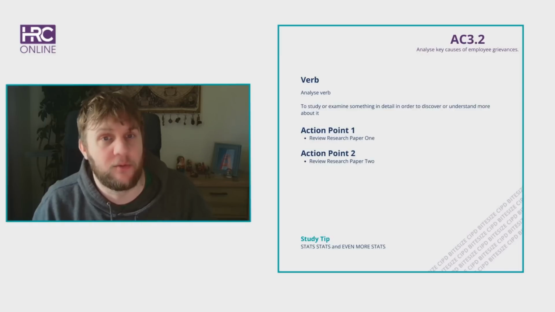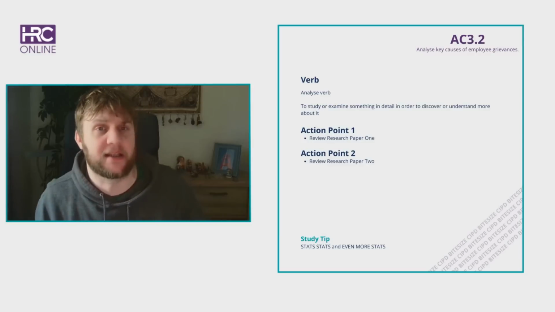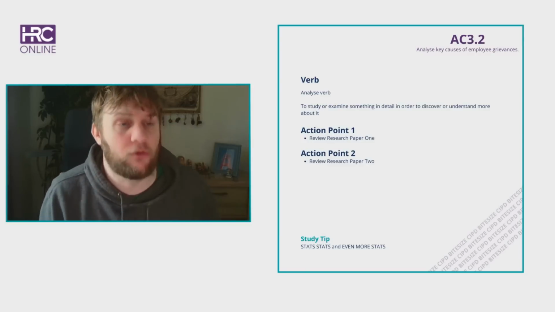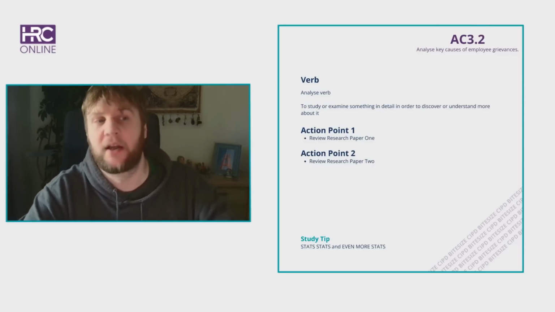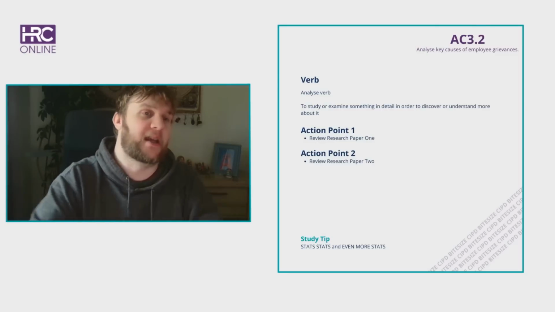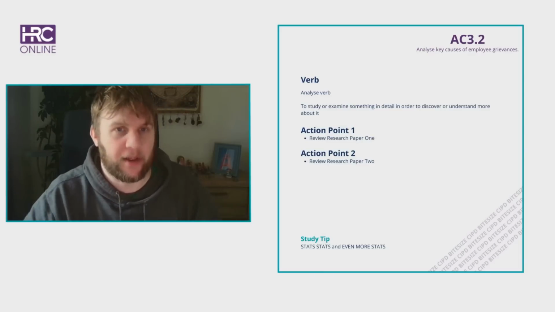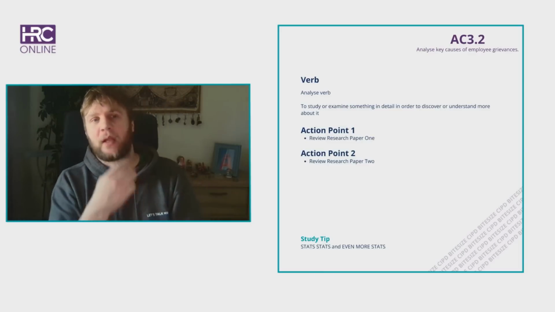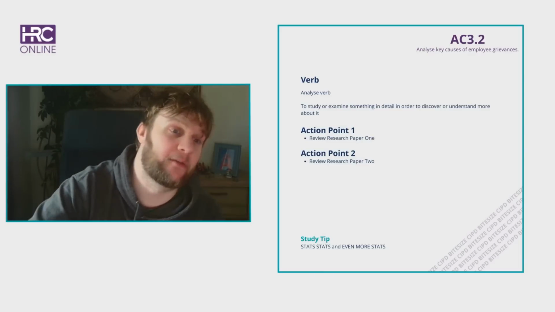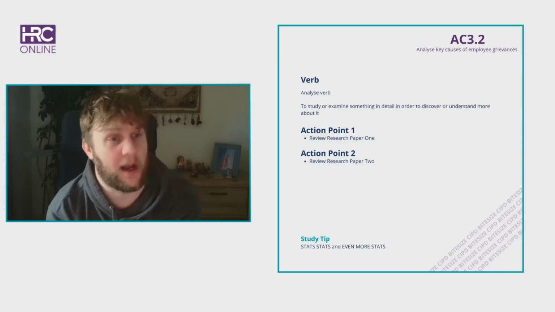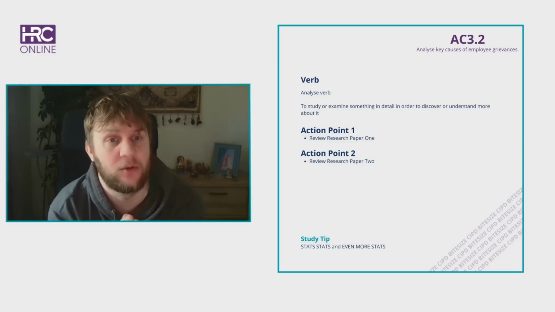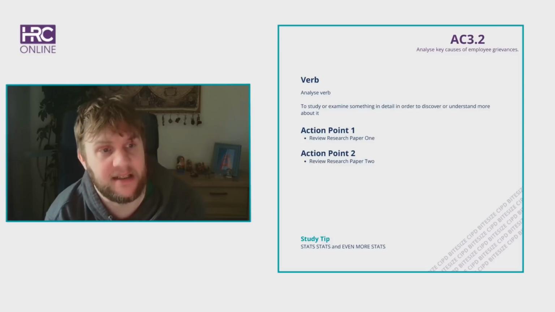So action point 1, review research paper 1. Action point 2, review research paper 2. Research, stats, and even more stats. Analysing key causes of employee grievances means that you need research, evidence, reference citations. What are the causes? What's happening? Why is this happening? Research, evidence, stats, and even more stats. That is how you pass this, because you've been asked to examine something in detail.